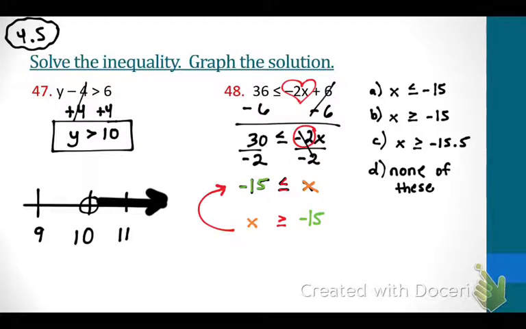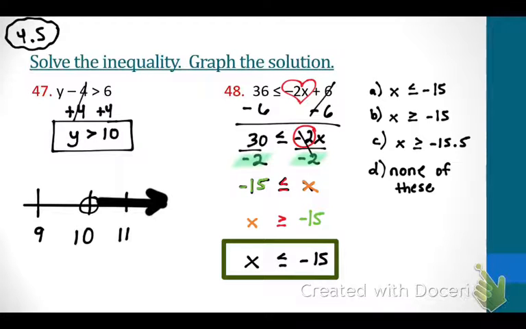The x came first. Now, there is a time when I have to flip the symbol. Does anyone remember when I need to flip the symbol? Ariane, when do I have to flip the symbol? Okay, he said if there's 2 negative signs at the end. That's part of it, but I need a deeper explanation. Kamari. If the last thing you do is multiply or divide by a negative number on both sides, you have to flip the sign. So if you notice here, I divided by a negative number on both sides. So I need to flip my symbol. So instead, this should say x is less than or equal to negative 15.